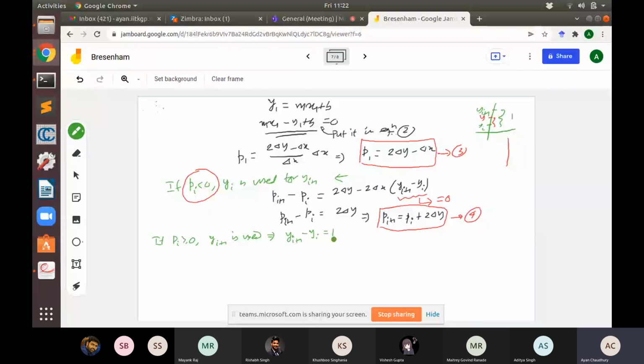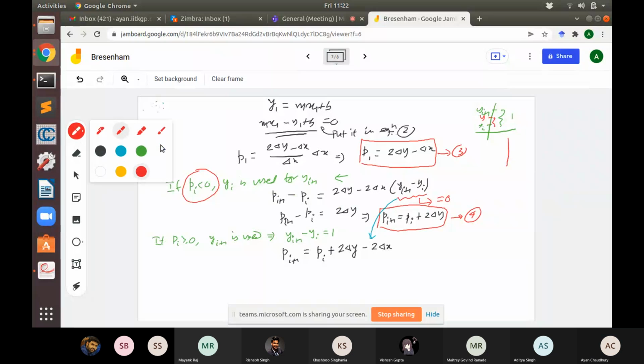So in this case, pi plus 1 is equal to pi plus 2 delta y minus 2 delta x, and this is coming from here actually. Yi plus 1 minus yi is equal to 1, and that's why. So basically pi plus 1 is equal to pi plus 2 delta y minus 2 delta x. So this is our final equation.